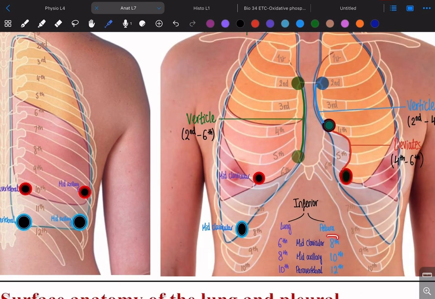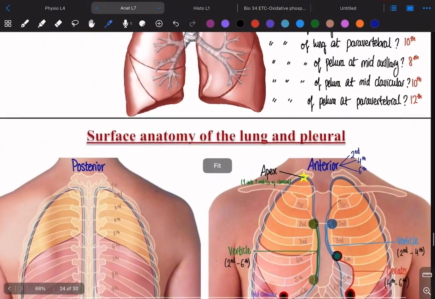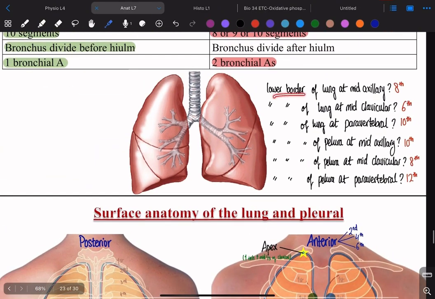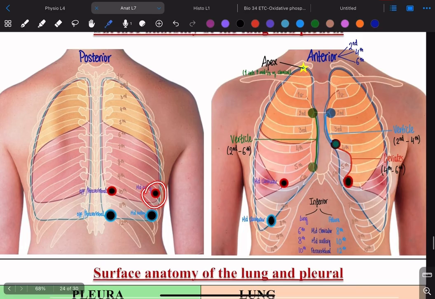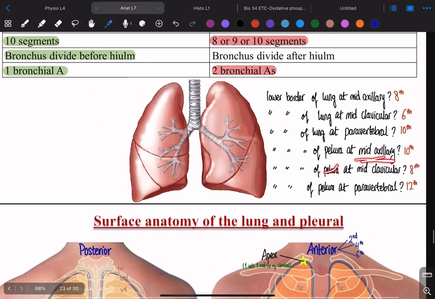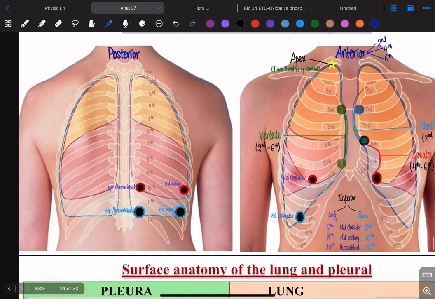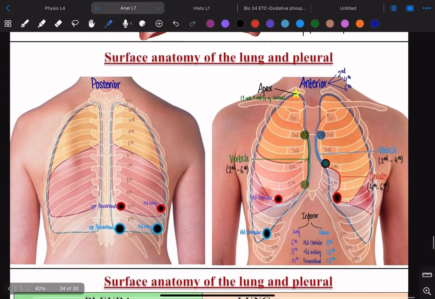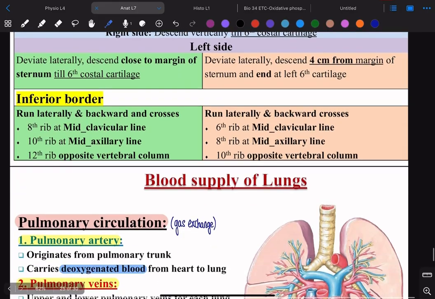Why is the pleura wider, or why is the pleura in the ribs below? Because we need more space for the lung to expand. Okay? These are the questions the doctor asked here. Lower border of the lung at the mid-axillary level, what is it? For the lung, it's going to be the 8th, which is here. And what about the pleura? It's going to be the 10th. Okay, so here the mid-axillary, and for the pleura, what is it? The 10th. Same thing for the mid-clavicular, for the paravertebral, and so on. Okay. Now we're done with the surface anatomy of the lungs. This is everything I just said.